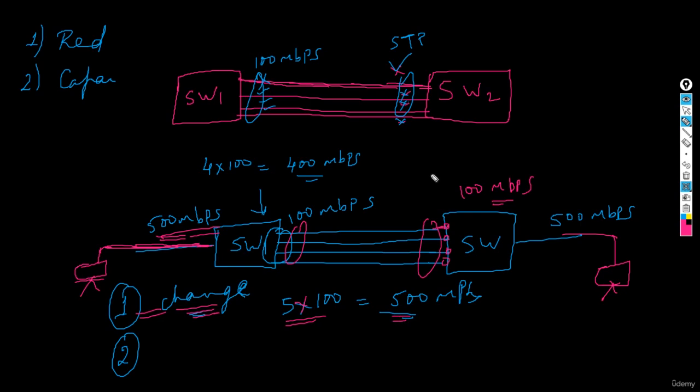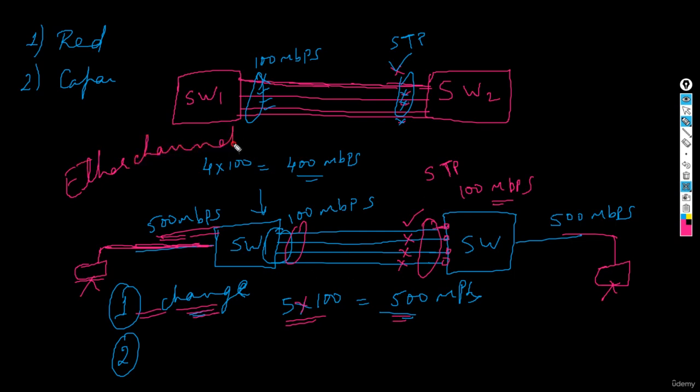But the problem is spanning tree protocol is a protocol which is used to avoid loops in the network. So this protocol will allow only one link, and the remaining it will block. So this is the problem we are facing. To overcome these types of issues, we are using EtherChannel. EtherChannel we are going to use.